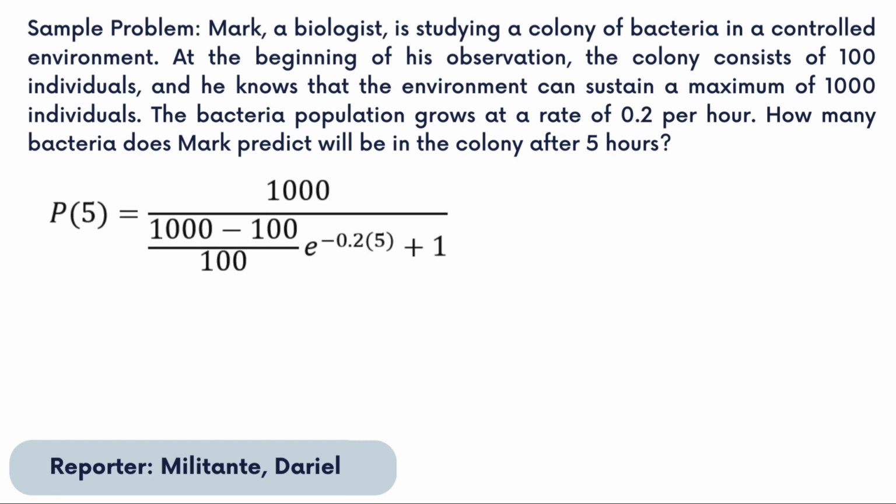Then, we substitute the given values. P of 5 is equal to 1000 over 1000 minus 100 over 100 times e raised to negative 2 times 5. Simplify 1000 minus 100 over 100 and e raised to negative 0.2 times 5. We will get P of 5 is equal to 1000 over 9 times e raised to negative 1.